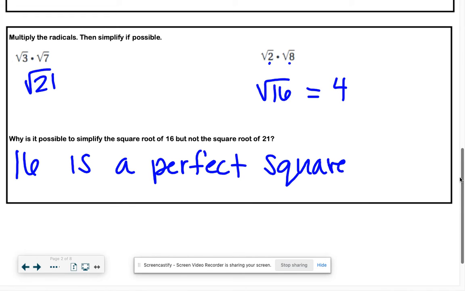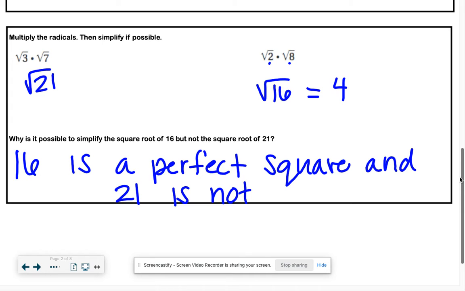I'm still confused on what we're trying to do. We're just simplifying radicals today. We can't simplify 21 because when you take the square root of it, it's not a whole number. We will talk about perfect squares. We have a whole list of them.